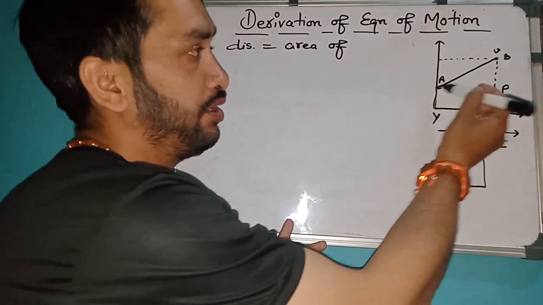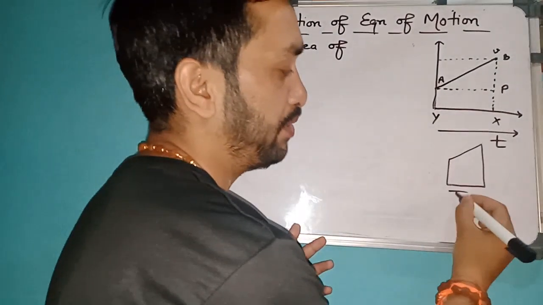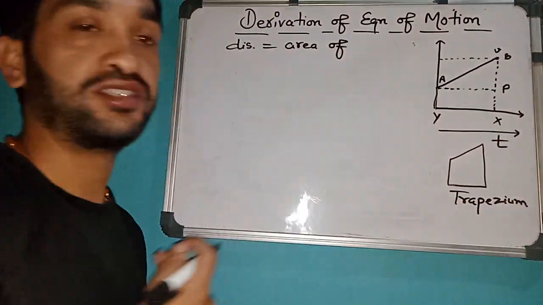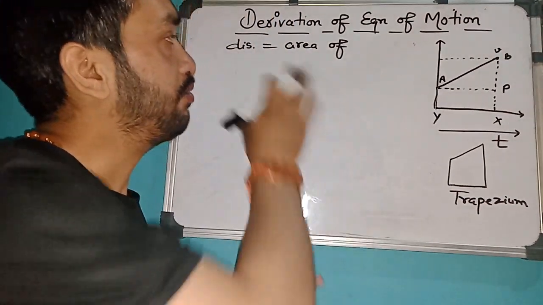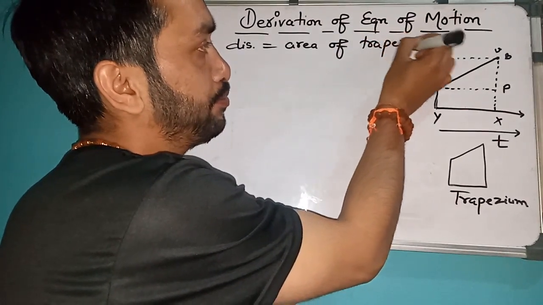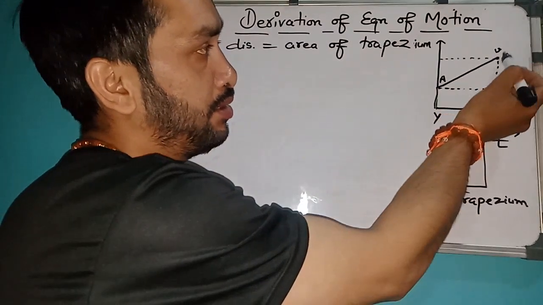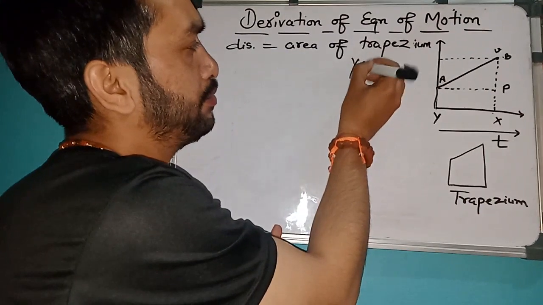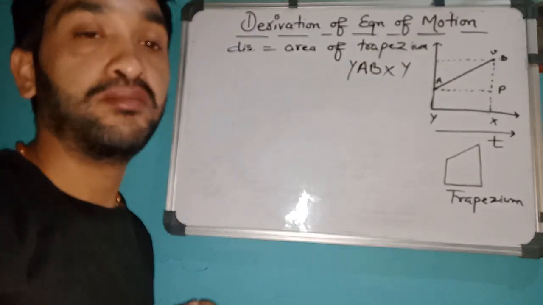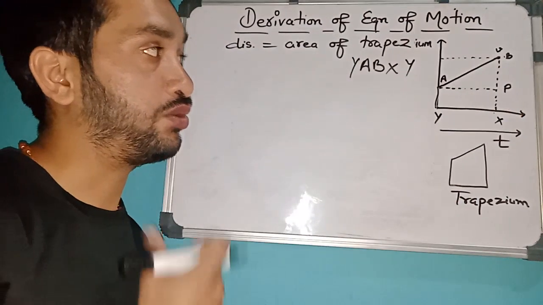If you see very carefully, if you take this part, you are getting something like this. What is this? This is a trapezium. In mathematics you would have seen this is the structure for a trapezium. It means for calculating distance I need the area of the trapezium. And what is the name of the trapezium? YABX. And if you want to connect it here, you can write it as YABXY. Okay, so this is the trapezium that you are noticing there.